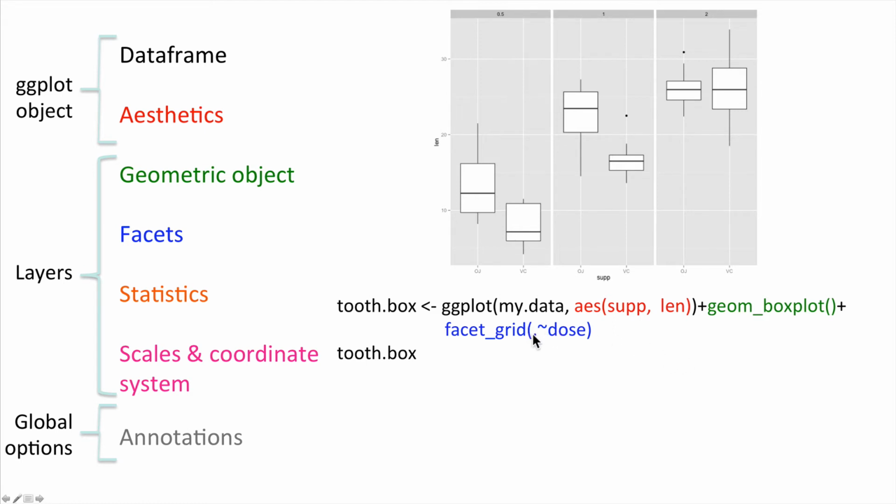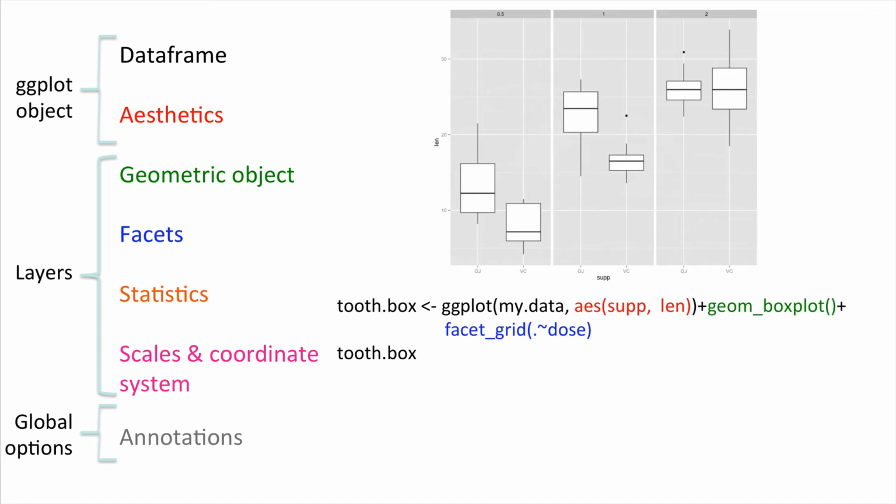In this case, we have a dot where the rows are. In other words, we're not having panels going up and down in rows. Then we have a tilde, and then we have the variable dose. This means we're going to separate our data into several columns. So if we look up here, we'll see that there's 3 columns that have been created. So that's one way to show a third dimension, in this case the new categorical variable dose.